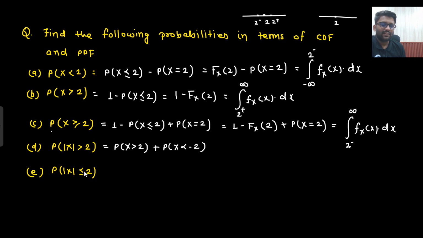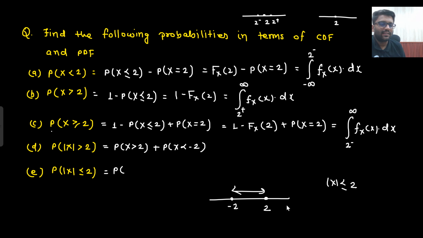Now mod of x less than or equal to 2. That means x should be between minus 2 to 2. Say yes or no. Mod of x is less than or equal to 2. That means x would be 1, 0, minus 1, everything will work. So x should be between minus 2 to 2.